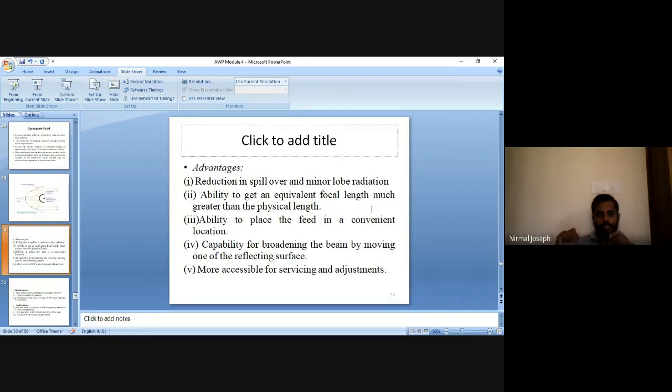It is also more accessible for servicing and adjustments, because the main servicing will be on the feed antenna only. Apart from the feed antenna, we just have two reflectors. There is nothing much to service in that. Reflectors will just have some reflecting surfaces. The main servicing and adjustments will happen with respect to the feed antenna or primary radiator, which is outside this arrangement. So it is easy to service and adjust.